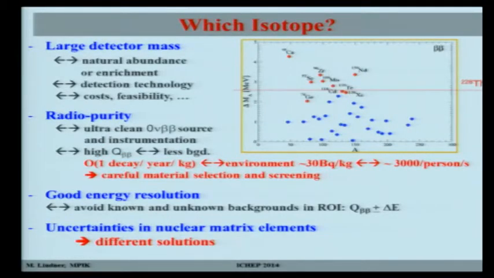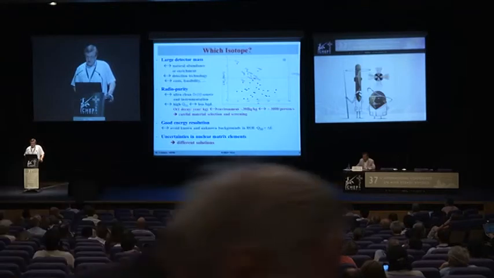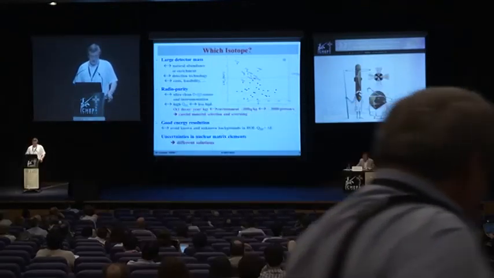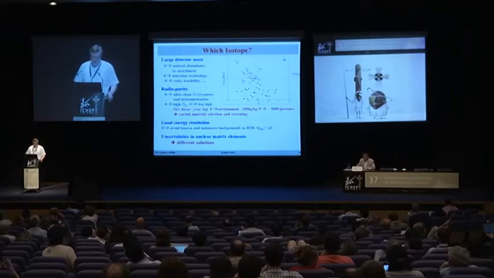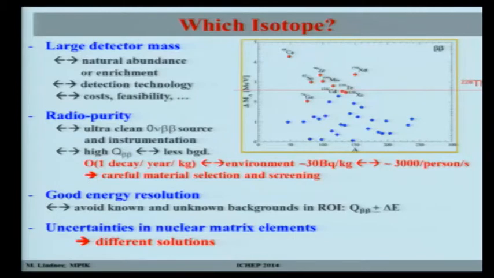Then the question is which isotope. It's obvious that you have to go to large detector mass, and that of course means you have to look for what's the natural abundance of the isotope or enrich it, which costs. You have to look at the detection technology, cost and feasibility, because not everything that you want may be cost-wise affordable or maybe feasible. Radiopurity is a big issue. You have to go to extremely clean environments in order to be able to pull this very minute signal out.